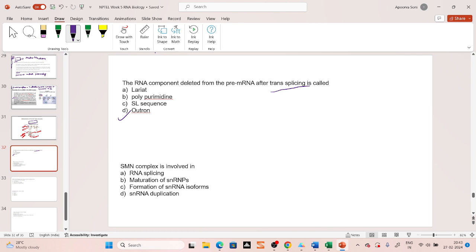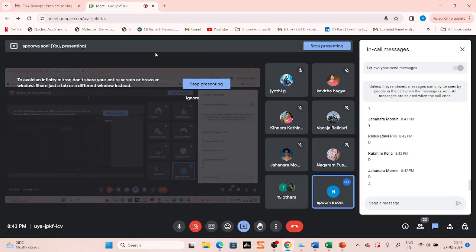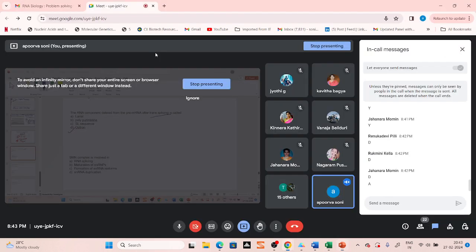Then, next question: SMN complex is involved in RNA splicing, maturation of snRNPs, formation of snRNA isoforms, or snRNA duplication. So, where is the SMN complex involved? Think. Janara has answered A, RNA splicing. I want more participation.